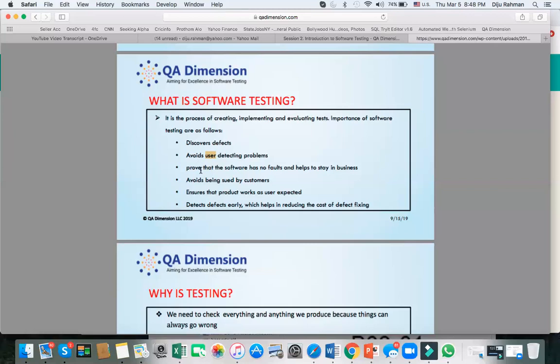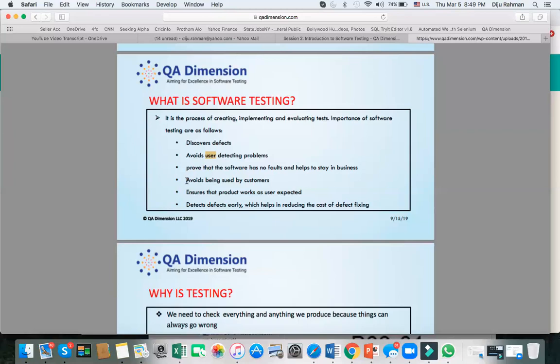That makes sense. Okay. Prove that the software has no faults and helps to stay in business. To make sure there's no issue in the software. So if there is no issue, that means the business will grow or the business will have no impact. If you have faulty software, then you are probably going to cause some issues in the business, because the business may have incorrect things in their process.